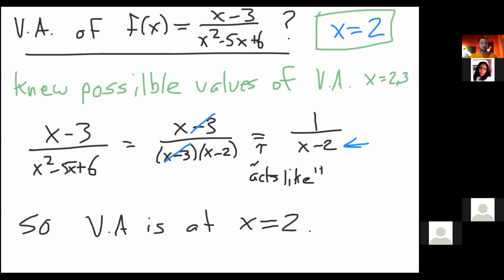Okay. So questions so far. That's vertical asymptotes. That's how you find them. In this case, we only have a vertical asymptote at x equals 2. Questions? If not, give me a thumbs up.